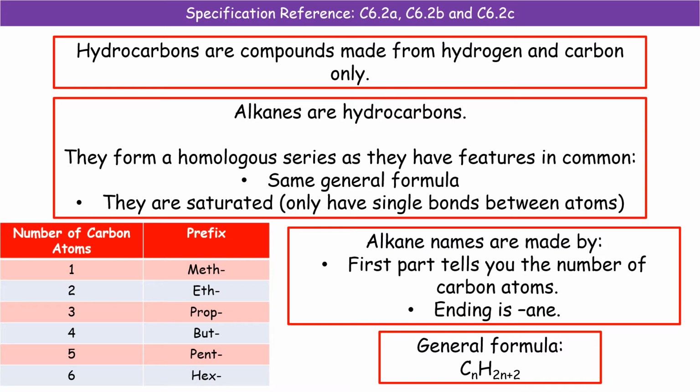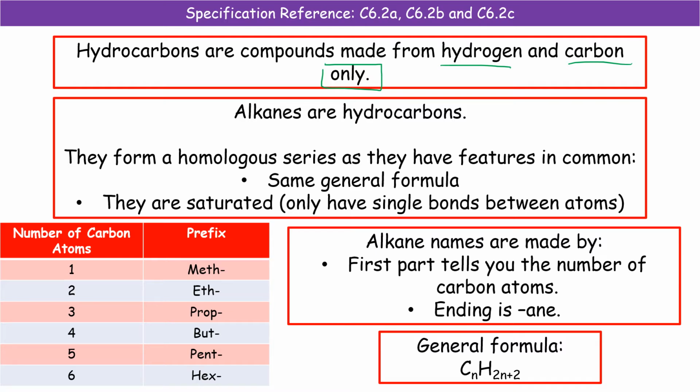So to start off, let's know the definition for a hydrocarbon. When we talk about hydrocarbons, these are compounds made from hydrogen and carbon only. Make sure you include the word only if they ask you to define a hydrocarbon.